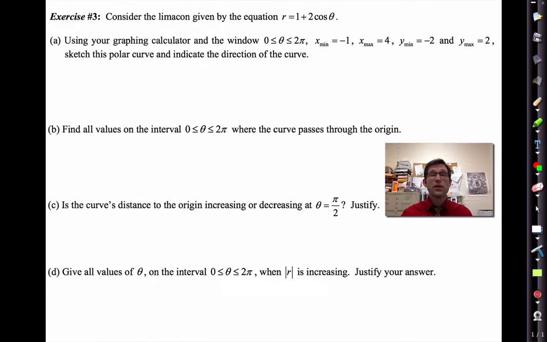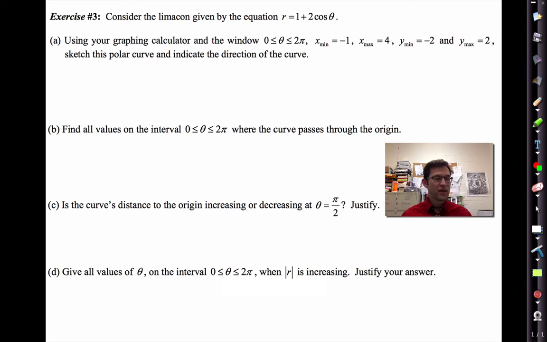So let's take a look at one application of this. It says, consider the limacon, which we're going to be studying as well, given by the equation r equals 1 plus 2 cosine theta. Using your graphing calculator and the window given, sketch the polar curve and indicate the direction of the curve. All right, so this is kind of cool. Why don't you pause the video now, take your calculator out, and sketch the curve.